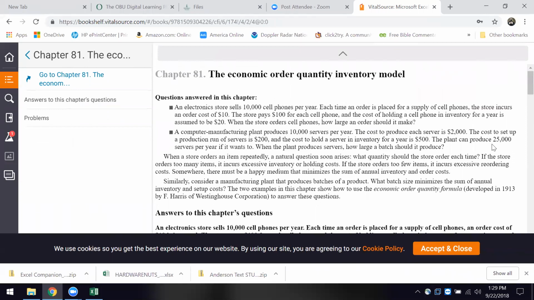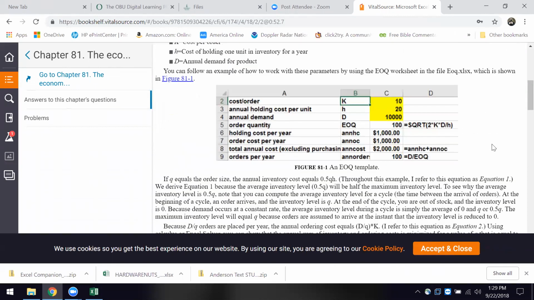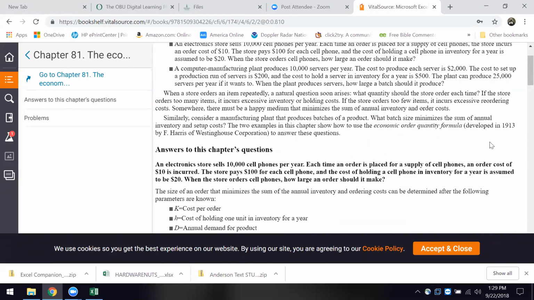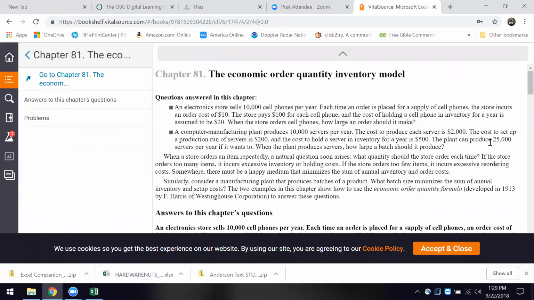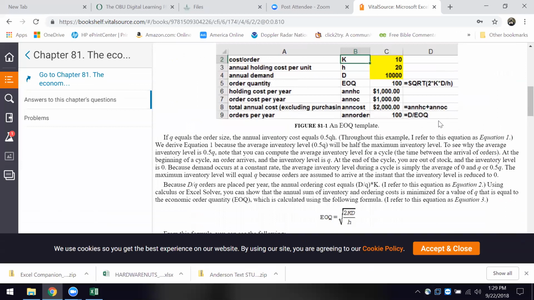And so we've answered that question: when the store orders cell phones, how large an order should it make? All right. Well, the order cost per year and the orders per year gives us a clue, and we'll try to answer that question. I'm up here at this first bullet point: when the store orders cell phones, how large an order should it make? And that's going to be the EOQ, and it should order 100, and it should order 100 orders per year.